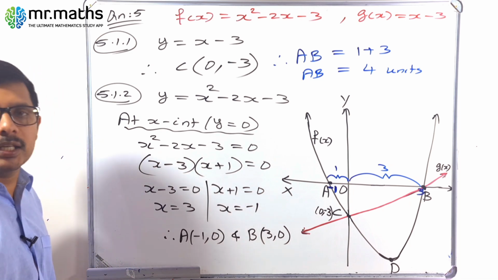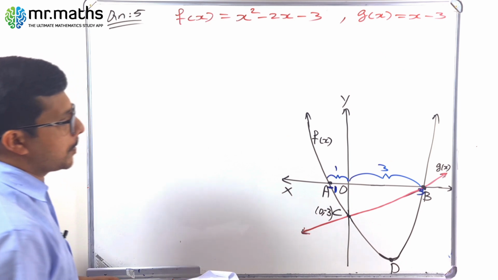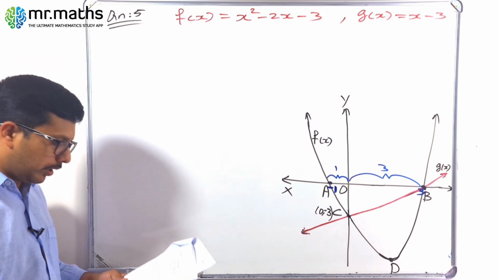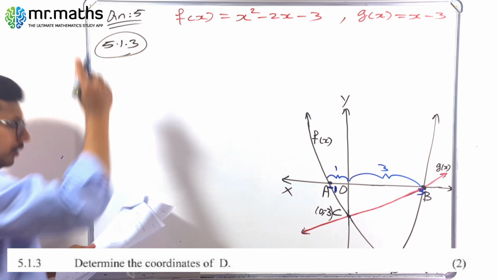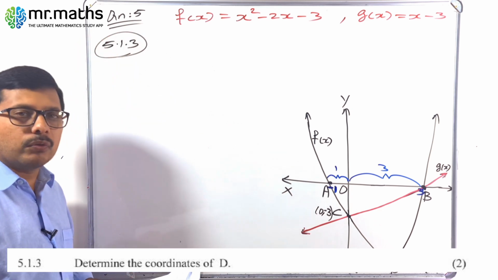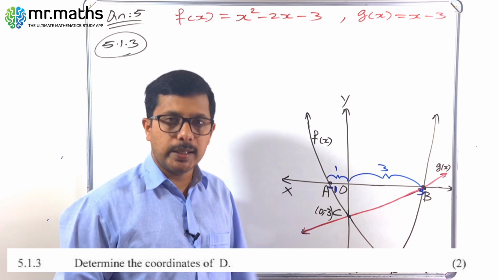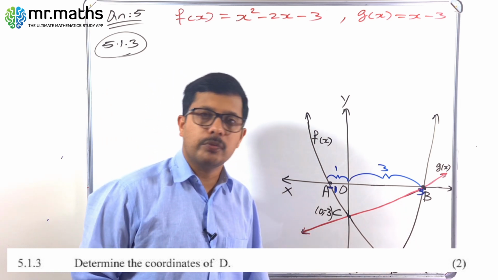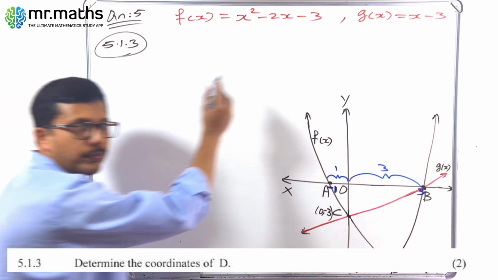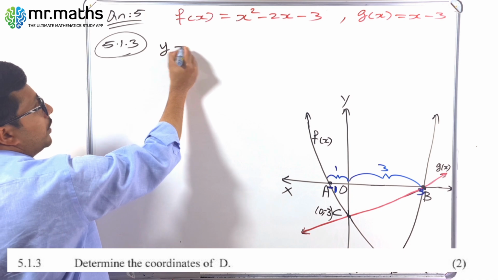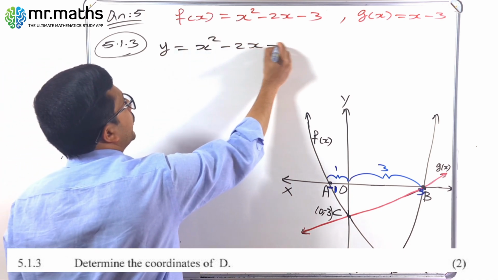Now let's move to the next question, 5.1.3. What is that question? Determine the coordinates of D. You have to find the coordinates of D. Here you can see that D is the turning point of this parabola, or f of x graph. f of x is the same as y. Y is equal to x squared minus 2x minus 3.